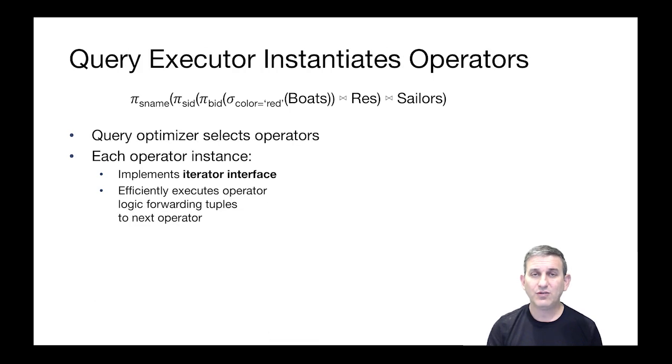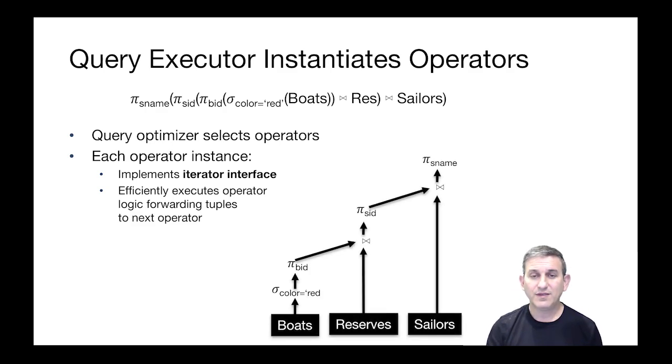Our query executor in the database system is the module that runs the relational operators. The optimizer selects these operators to run, and then the executor is going to execute those operators. And each instance of the operators is going to implement an iterator interface, which is responsible for efficiently executing the operator logic, forwarding tuples to the next operator in a data flow fashion. So you think of this tree, and each one of those relational operators implements that iterator interface.